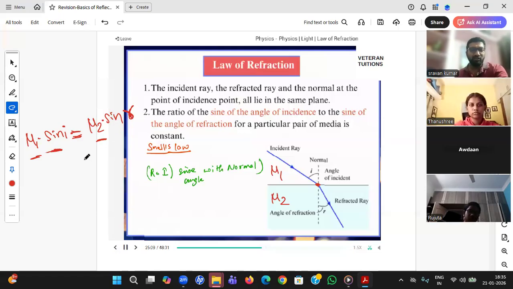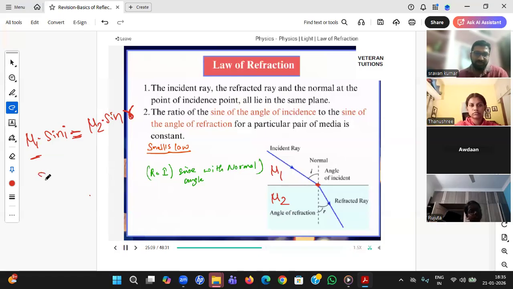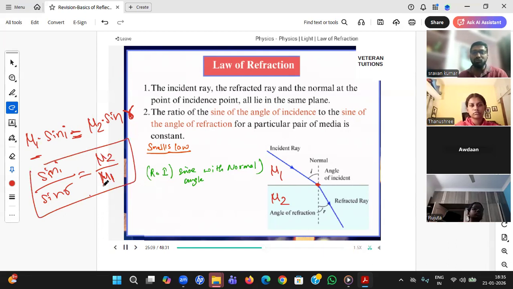Now you can see, as per this, sin I by sin R. So I'll bring sin I over here, divided by sin R over here. So obviously it will be mu2 by mu1. But what is mu2 by mu1?